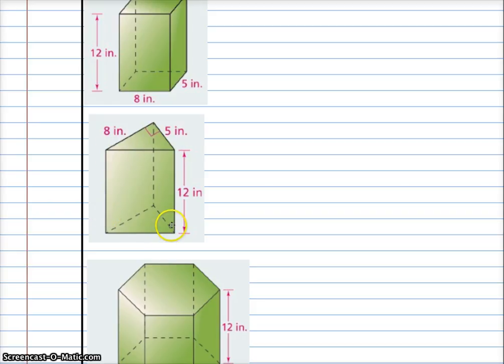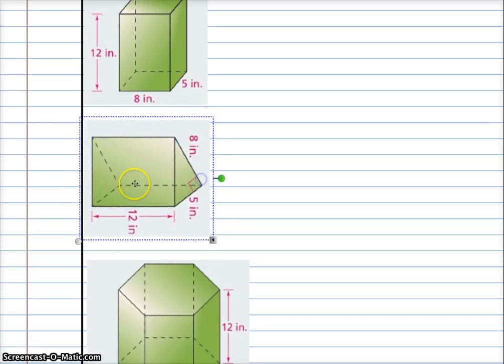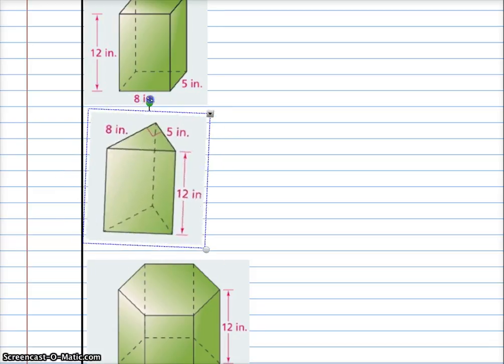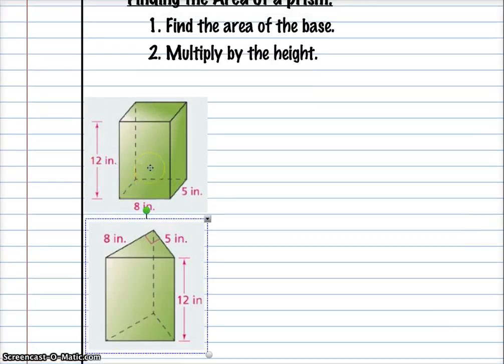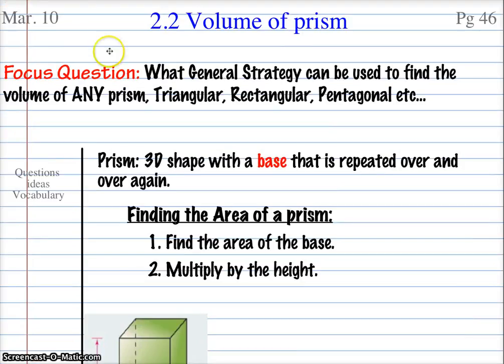Okay, this rectangle is repeated as it goes up, as it stacks on top of each other. If this was laid on its side, like if this was laid this way, the rectangular piece on the bottom is not repeated. That rectangle would change shapes as it got closer to the end and eventually disappear. So when we're talking about prisms, we're talking about a base, one shape that's the same on one end and on the other. Okay, so here are your notes.